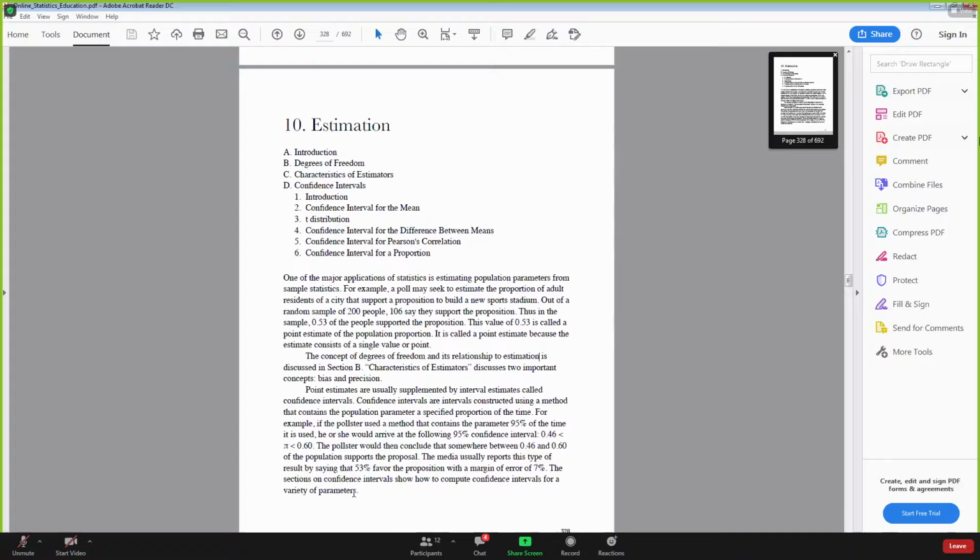Now, in this case, what is usually said is that you have 53% with a margin of error of 7%, which means 53 plus or minus 7. You might also see something like this. It means that it is likely that the real value is in this interval. Now, what does this exactly mean? We will also talk a little about this today.